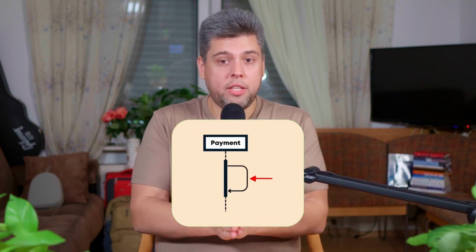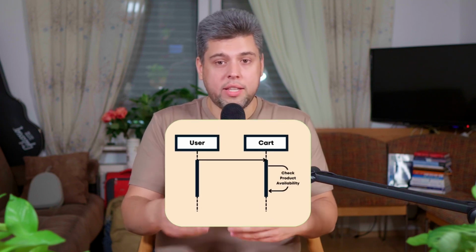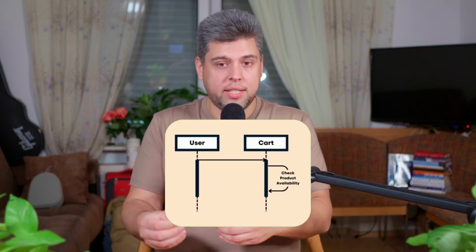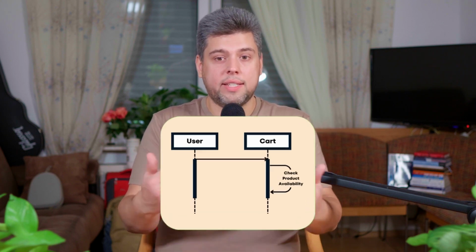Sometimes an object may need to call one of its own methods or perform some internal action. This is called a self message and is represented by an arrow looping back onto its own lifeline. If object B needs to perform some initial validation before responding to another object, it will send itself a self message. For example, if a shopping cart needs to validate whether all items are still available before proceeding with checkout, it could send itself a self message indicating this internal check.